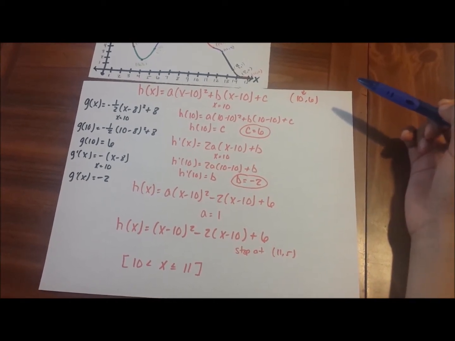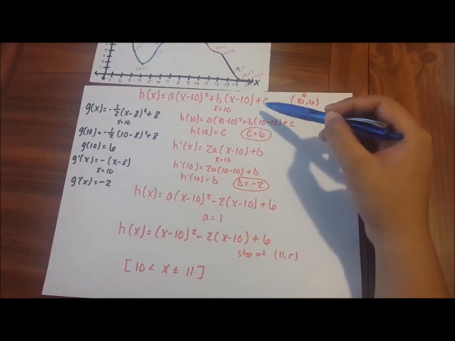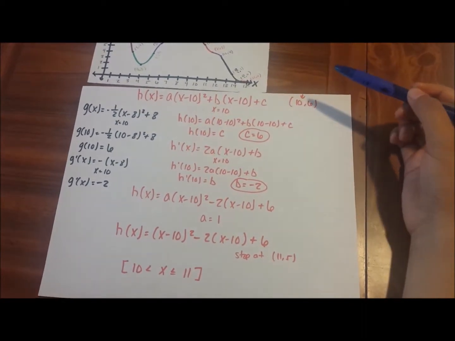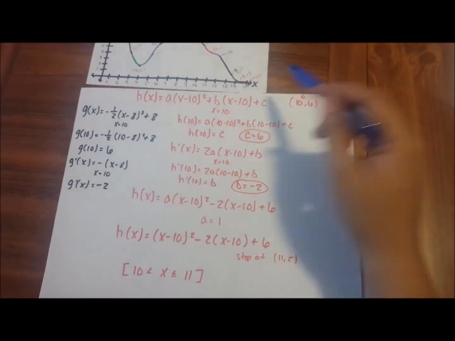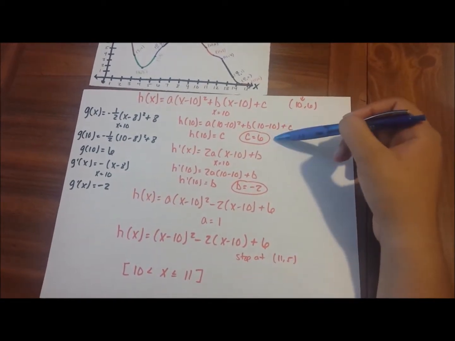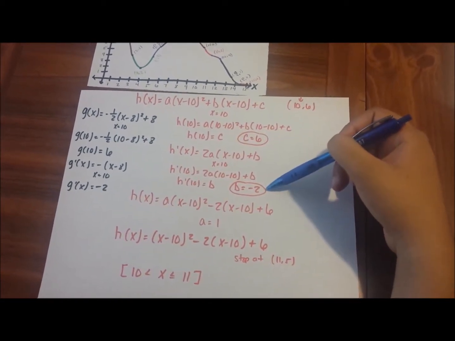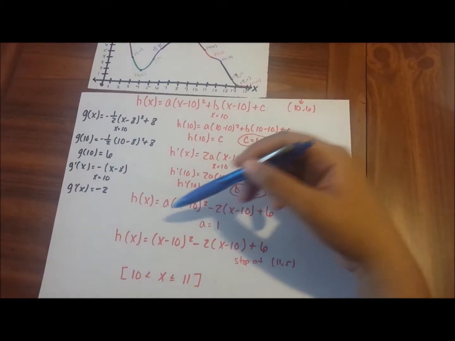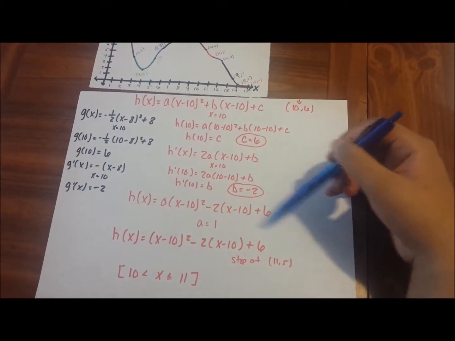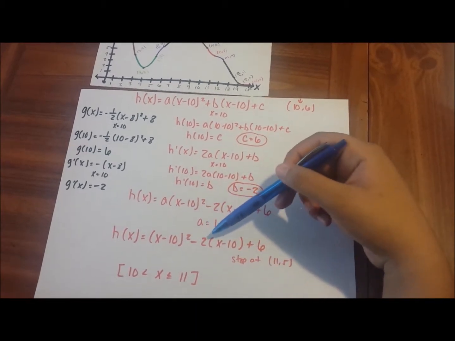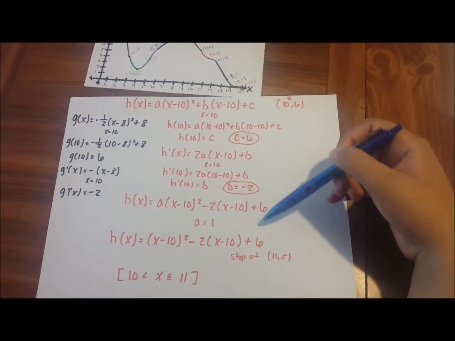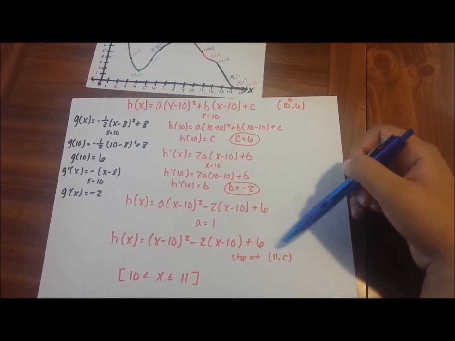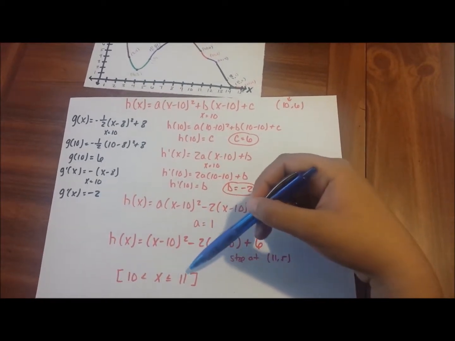So now we need to solve for a, b, and c. To do so, we did the same procedures we did for our function e of x by using the previous equation and their points of intersection. Doing so, we found that c equals 6 and b equals negative 2. For the value of a, we decided to keep a equals 1. Therefore, our next part of our piecewise function is h of x equals (x minus 10) squared minus 2 times (x minus 10) plus 6. We decided to stop this function at point (11, 5), so our interval is 10 less than x less than or equal to 11.